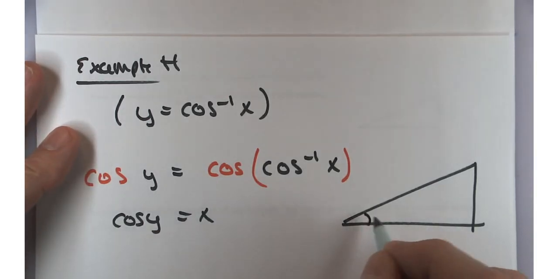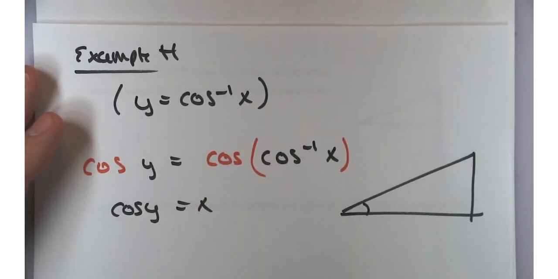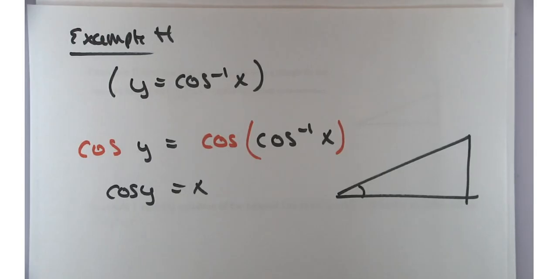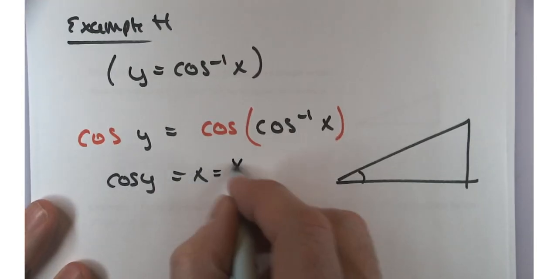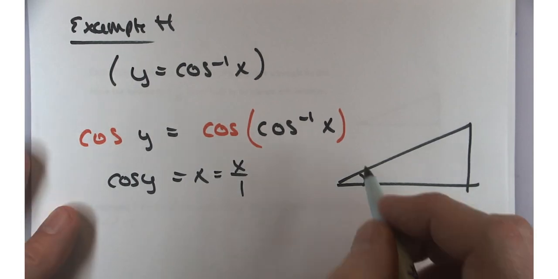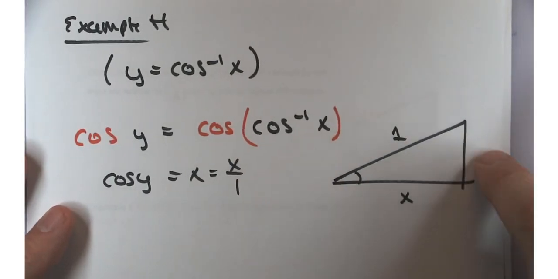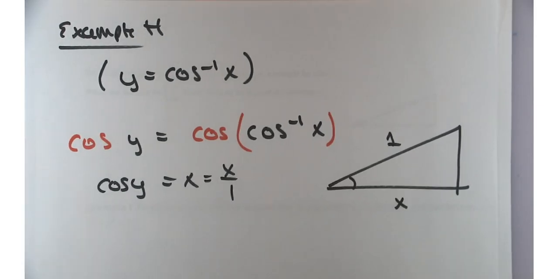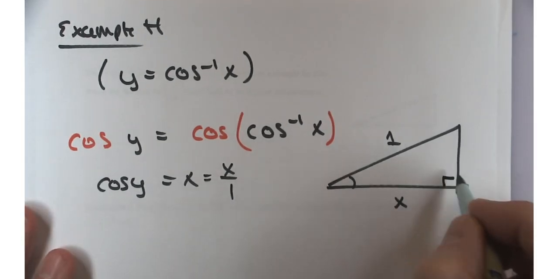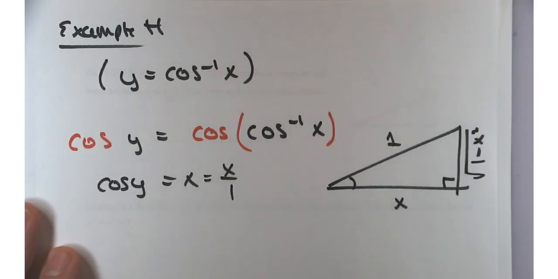So if this is my y, cosine was what over what? Remember SOHCAHTOA, those kind of things? Good, it's adjacent over hypotenuse. So to put this in the form of adjacent over hypotenuse, I'll think of it as x over 1. Not too bad. So if this is my y, my adjacent side is here, my hypotenuse is here. What's that leave for this side? How can we find out what that side is? Pythagorean theorem. Let me save you a little bit of trouble here. That's going to be the square root of 1 minus x squared.